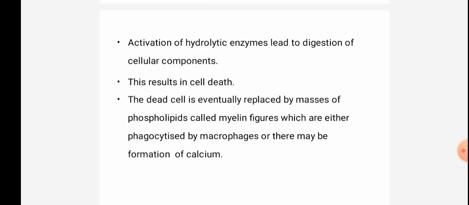The dead cell is eventually replaced by masses of phospholipids called myelin figures, which are either phagocytosed by macrophages or undergo calcification. Either the formation of calcium salts or activation of enzymes results in cell death.